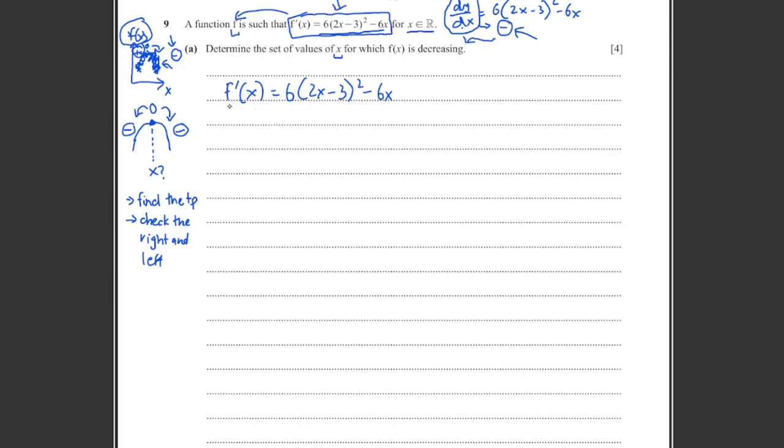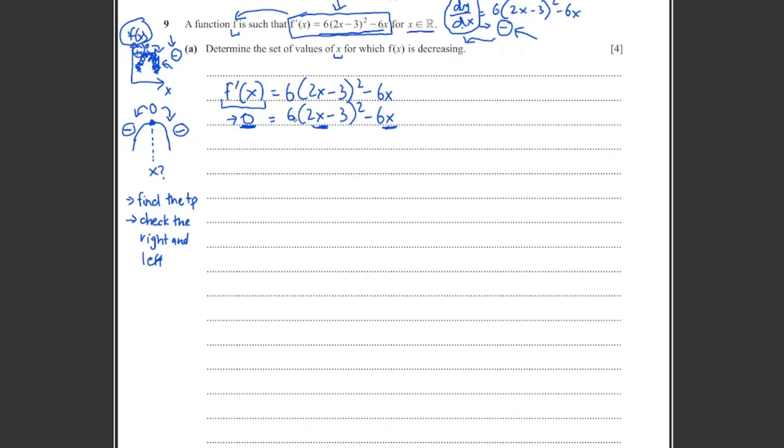We know that f prime is dy by dx. Since we're trying to find the turning point, we're going to put 0 here, because the gradient at the turning point is equal to 0. And so we're left with this equation. What we're trying to do is find the x coordinates where the turning point exists, in other words, where the gradient is 0.